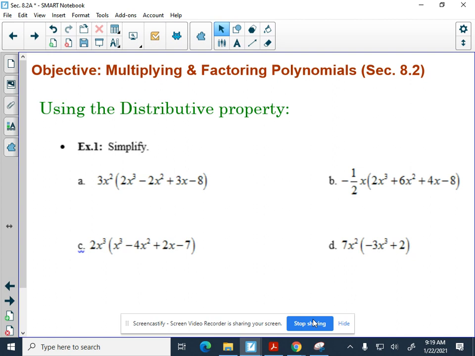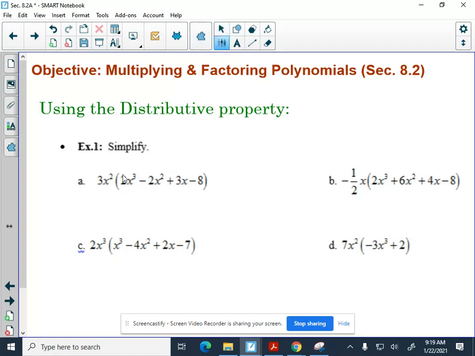Okay, section 8.2. This is going to be 2 lessons, and it's going to be split. The next 2 lessons are on 8.2. The first part is on multiplying. The second part will be something new on factoring. We've done multiplying before. So we are going to multiply here.